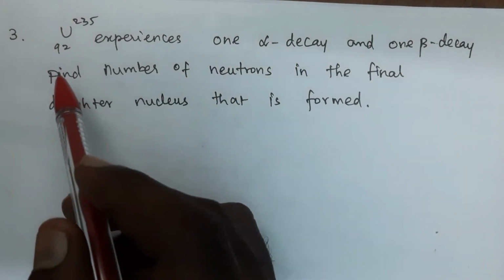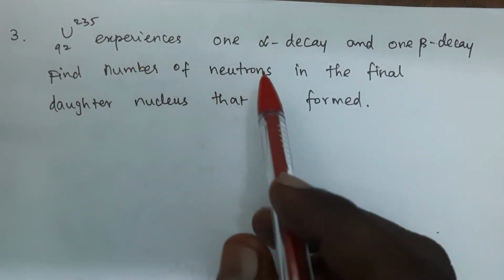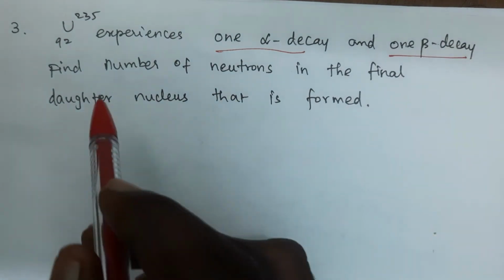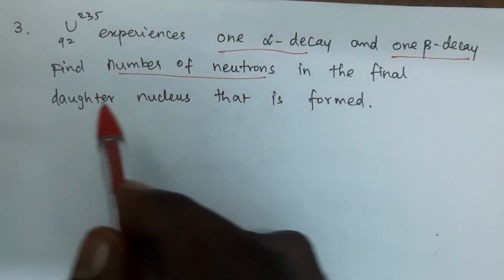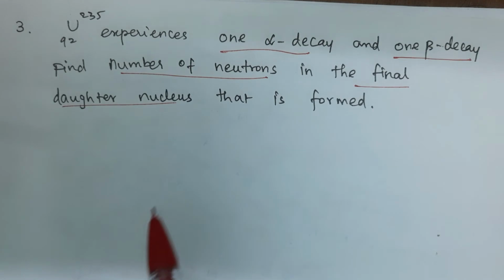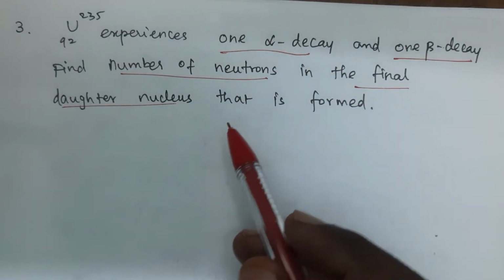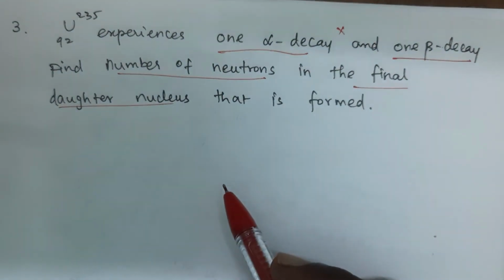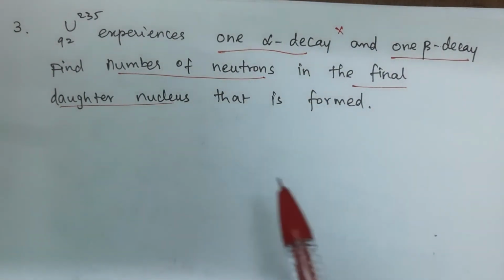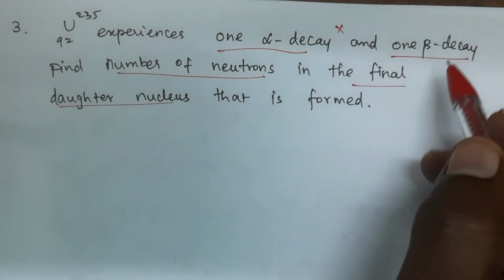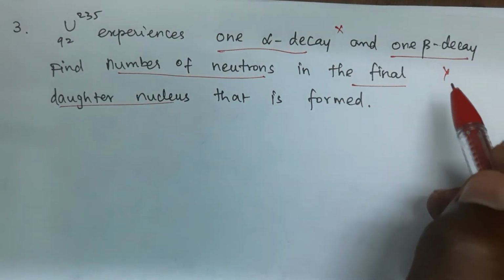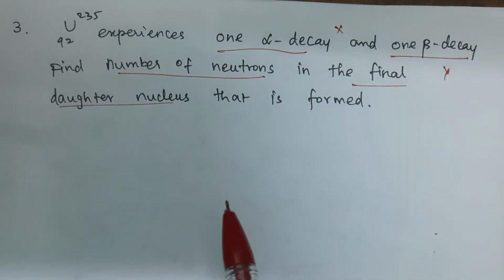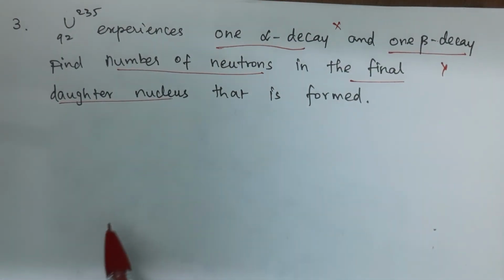Question number 3. Uranium 92-235 experiences 1 alpha decay and 1 beta decay. Find the number of neutrons in the final daughter nucleus. So after 1 alpha decay, that uranium 235 becomes X. After the beta decay, that nucleus becomes Y. That is the final daughter nucleus. So we are going to find the number of neutrons of the final daughter nucleus.